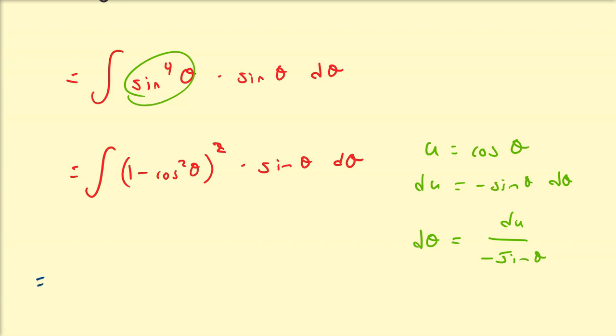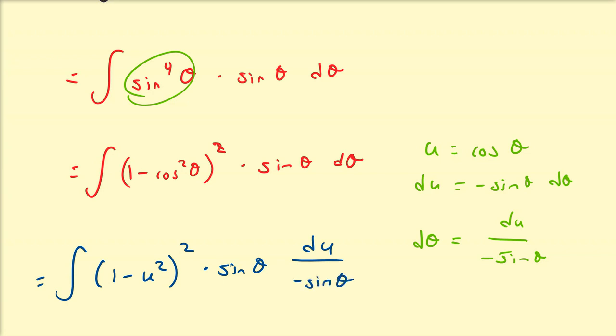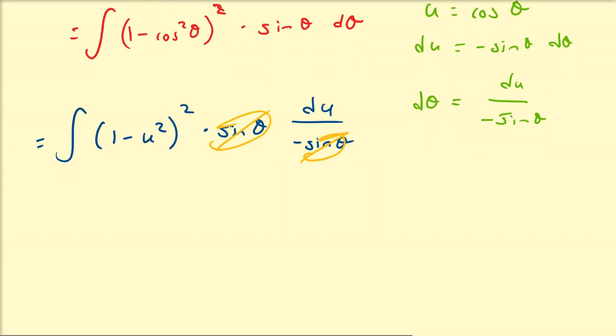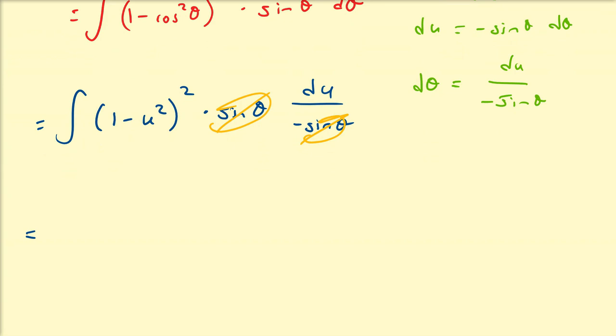So this integral transforms into the integral of 1 minus u squared squared times sine theta du over minus sine theta. So sines cancel by design. I have a negative sign. I can't really do anything with that this time. So I'm just going to rewrite this as negative integral of 1 minus u squared squared du.